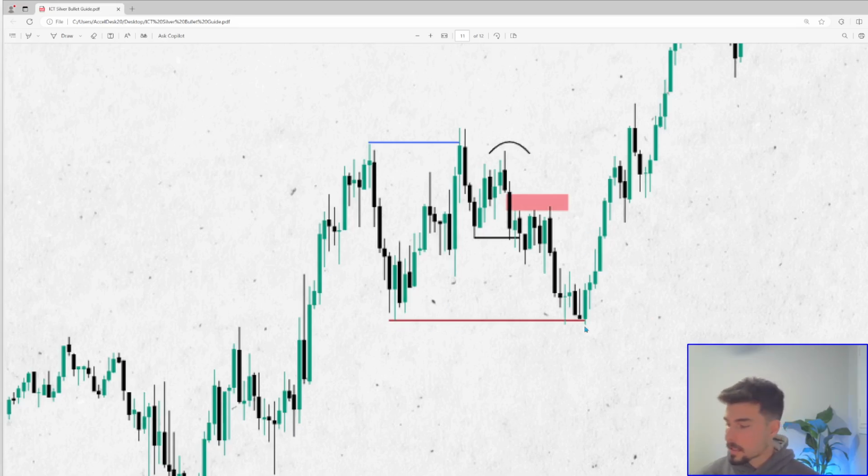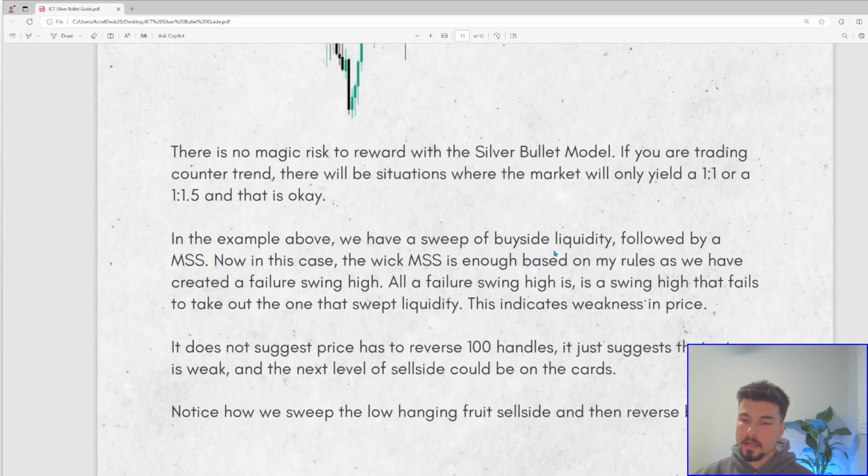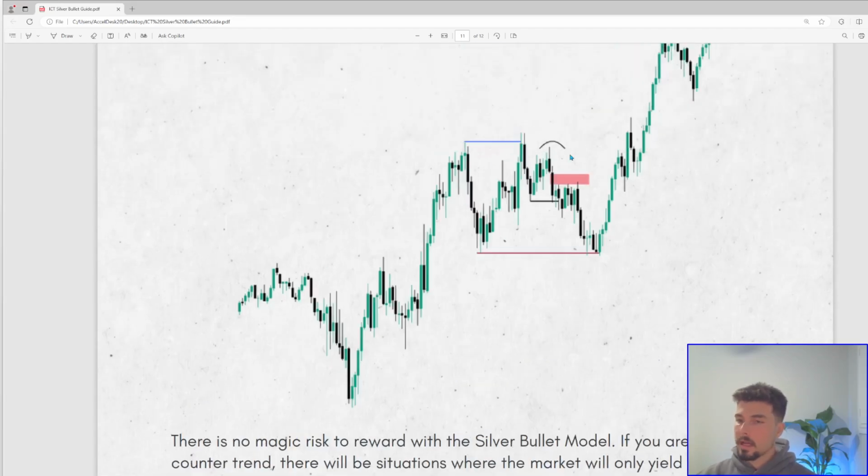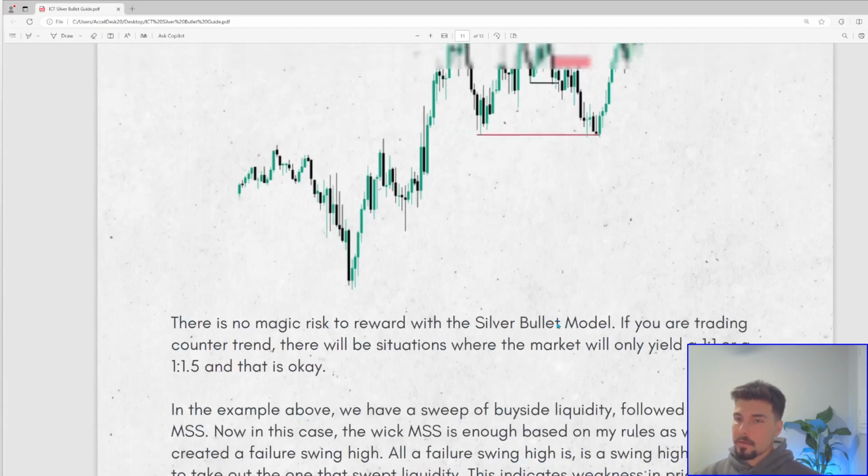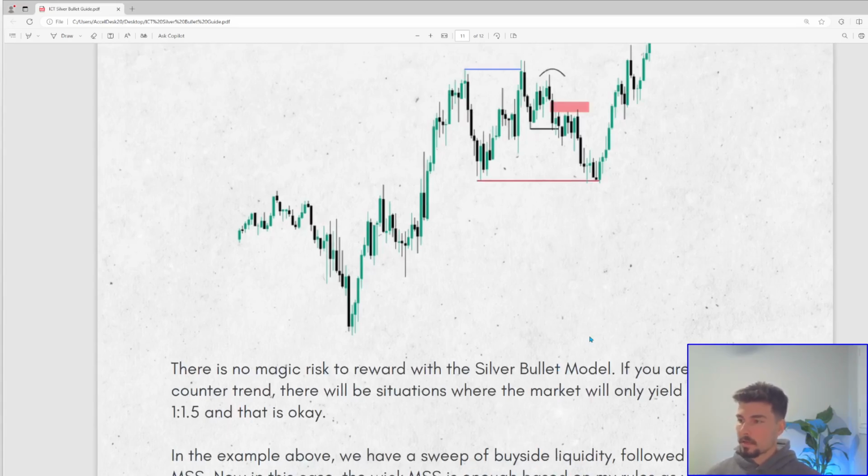It doesn't mean you're a bad trader. Like if you just took a trade to here, say you entered here with a stop above this high, it might be a 1 to 1.3. It doesn't mean you're a bad trader. It means you're trading to what the market conditions are giving you. Because then, yeah, price reverses up, but where's your entry model here? You get me? So it's all about adapting to what the market gives you. That's what I'm talking about here. When you see a failure swing high, a market structure shift, and a return to a fair value gap, it doesn't mean price is going to completely reverse and go 100 handles or 200 handles.